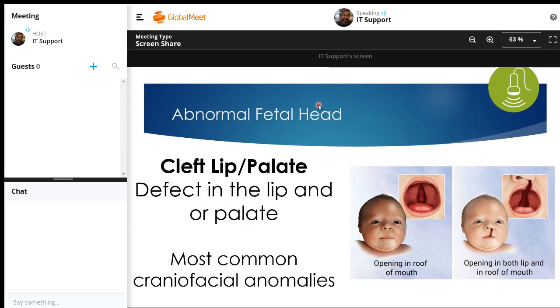So, cleft lip and palate. This is something that can be detected on ultrasound. It is a defect in the lip and/or the palate of the fetus. This is the most common craniofacial anomaly.